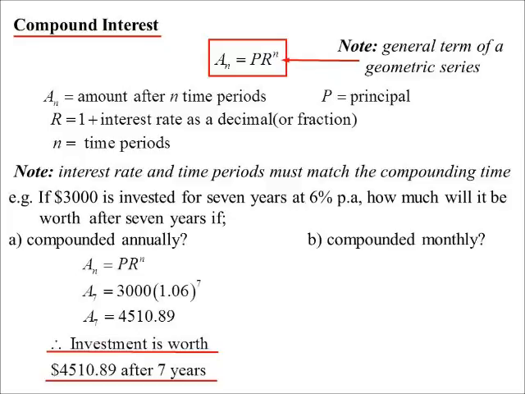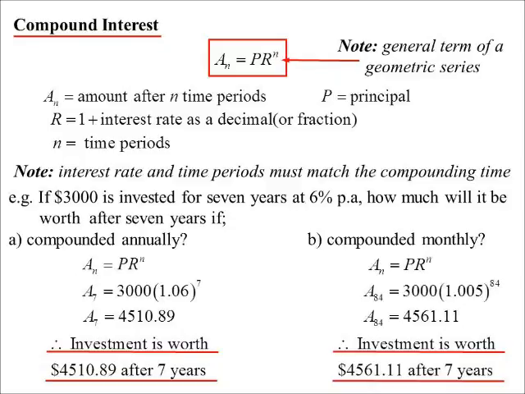So if we went compounded monthly, 7 years would be... 84. Thank you, 7 12s or 84. So we'd use power of 84, but notice the interest rate I've used there is 0.5% rather than 6%, because it was 6% per annum. But again, you get slightly more interest when you compound it that way.